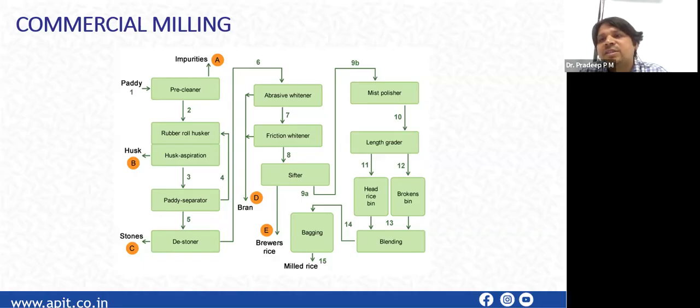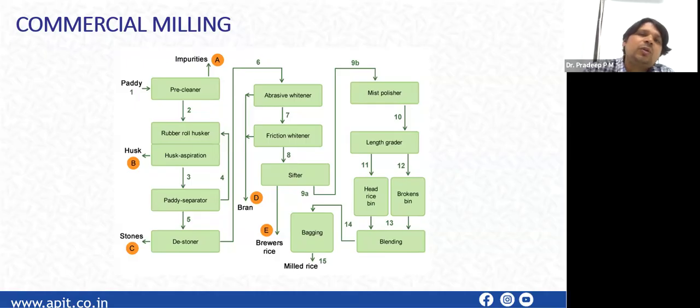The fewer the brokens, the more is the yield for the rice miller. So the optimum milling should be in such a way that we get the least brokens. That is what we call head rice recovery: how much head rice has been recovered from the lot during the milling process. That is very important.